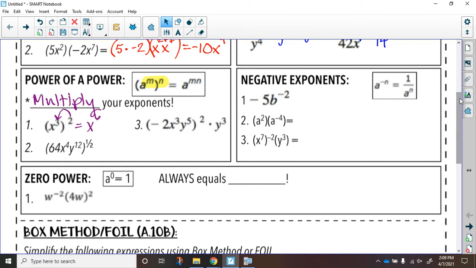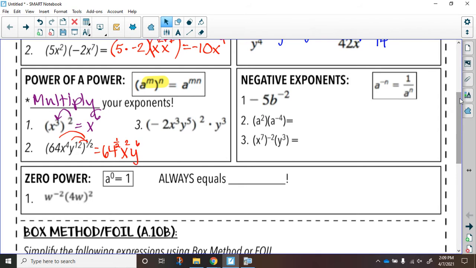For anything raised to the half power, so number 2, I'm going to distribute my half power to everything on the inside. So 1/2 is an exponent, so it's a tiny number, so it's going to stay a tiny number. So 64 to the 1/2 power, and then 4 times 1/2 is 2, so x squared. 12 times 1/2 is 6, so y to the 6th.